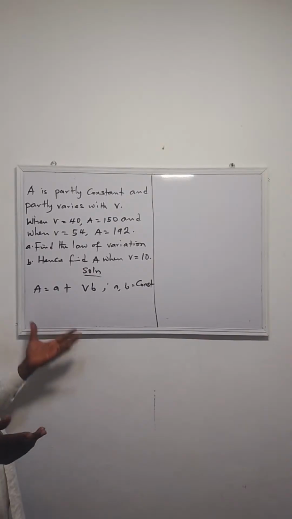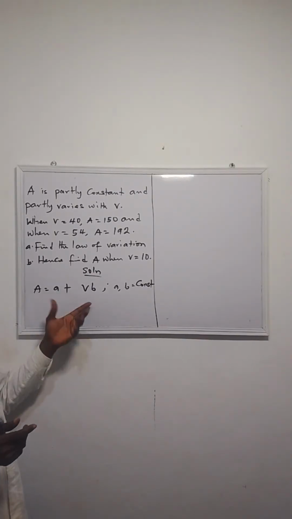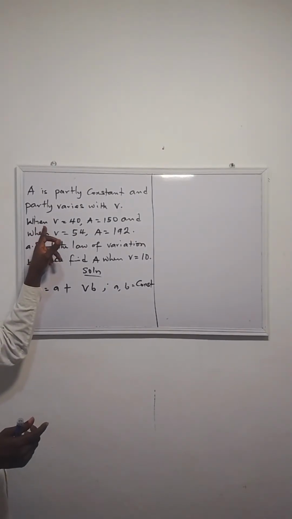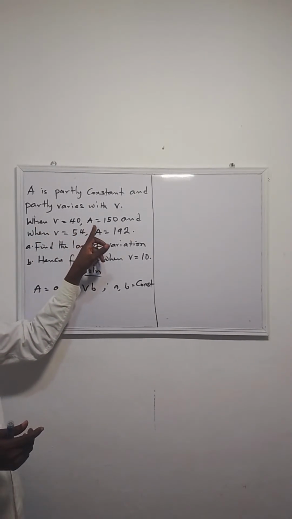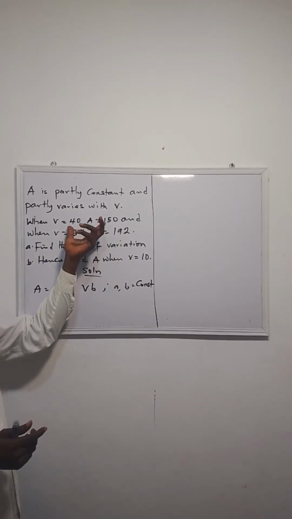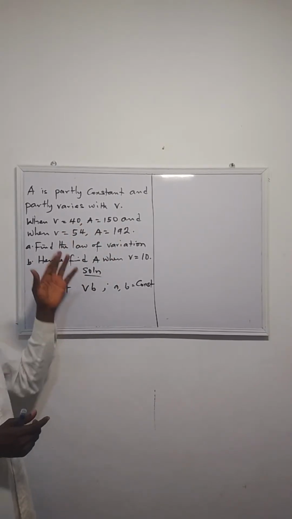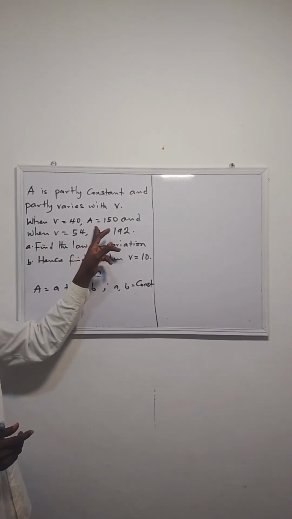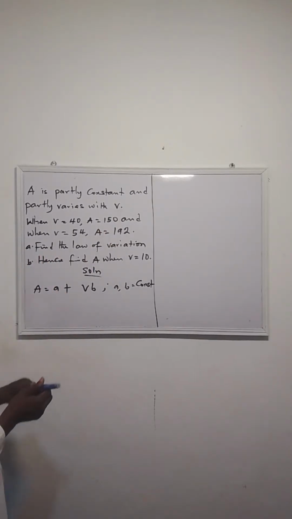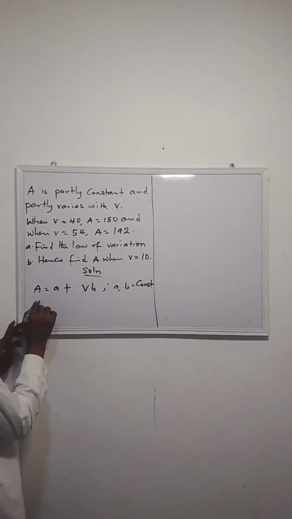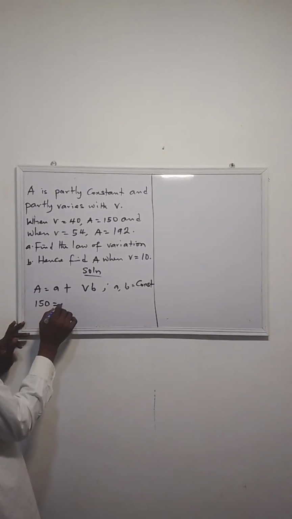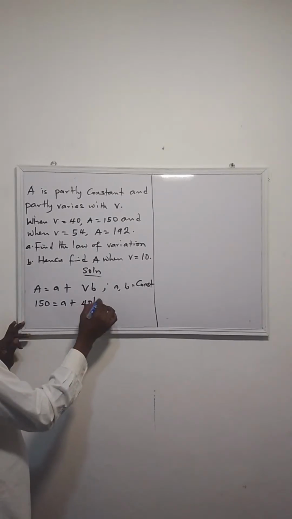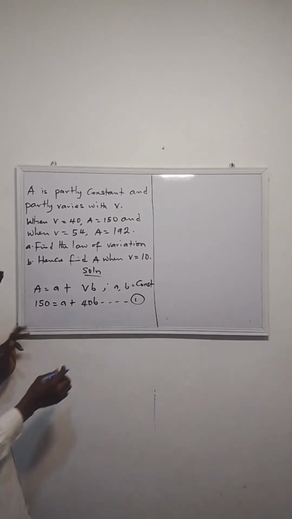All right. So now let us see. We plug in the values of A and V given in the question. Let's look at the question. Now in the question we are told that V is 40, A is 150. Just substitute this into this equation. So wherever I see V, I put 40. Wherever I see a capital letter A, I put 150. So we have 150 equals a plus 40b. Call this one equation 1.